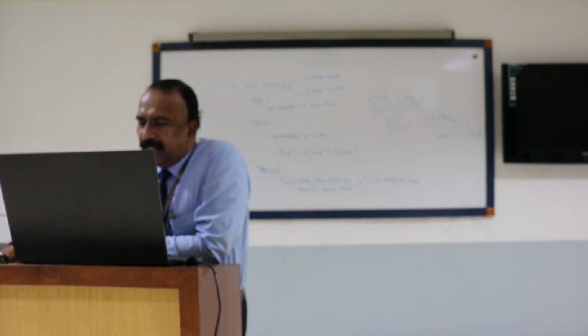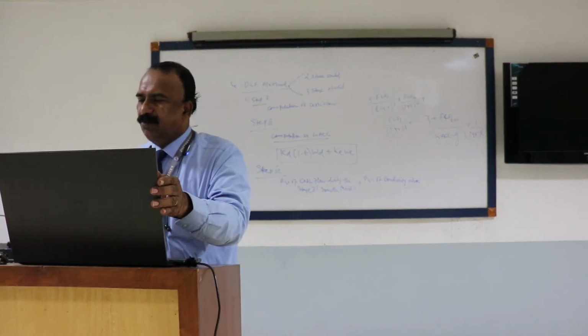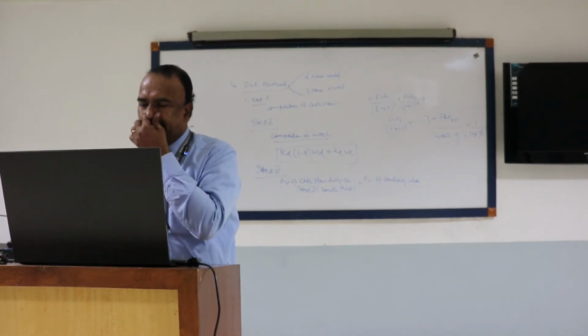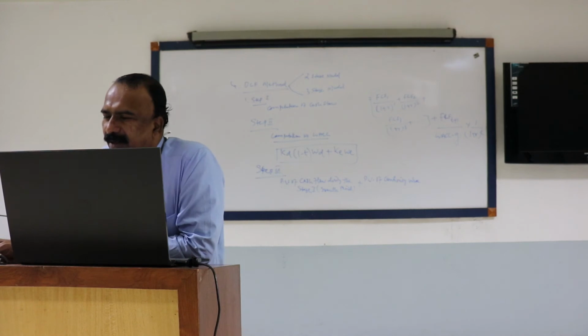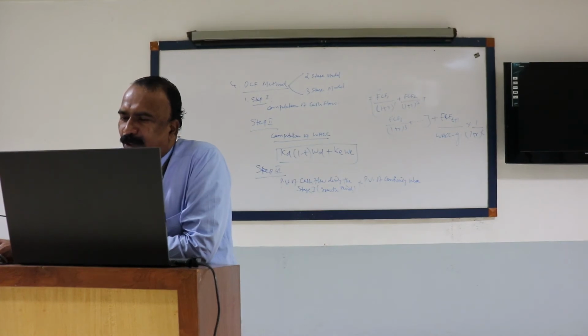Depreciation and amortization, 266 crore. What is the difference between these two? Anybody? Depreciation for tangible assets and amortization for intangible. Oh, very good.